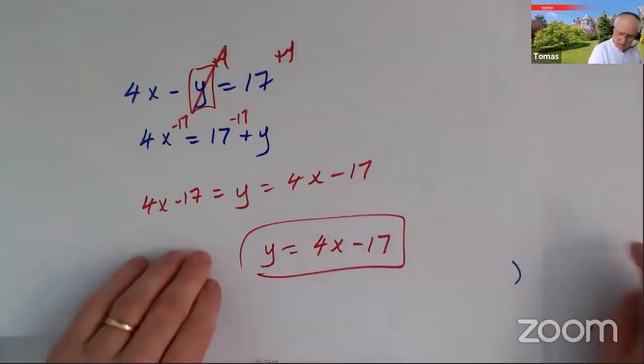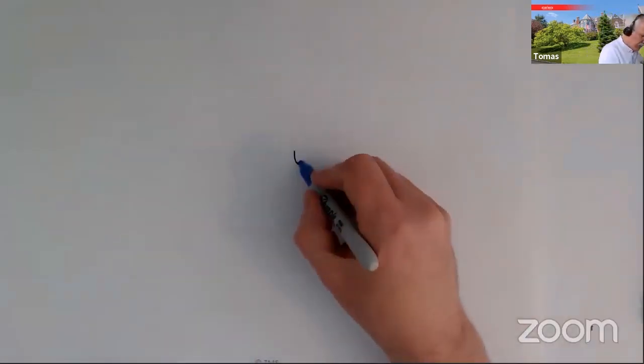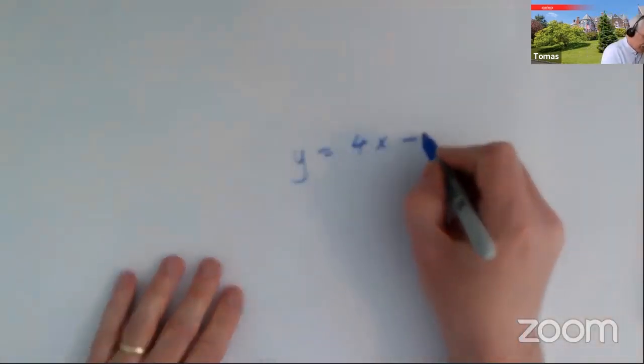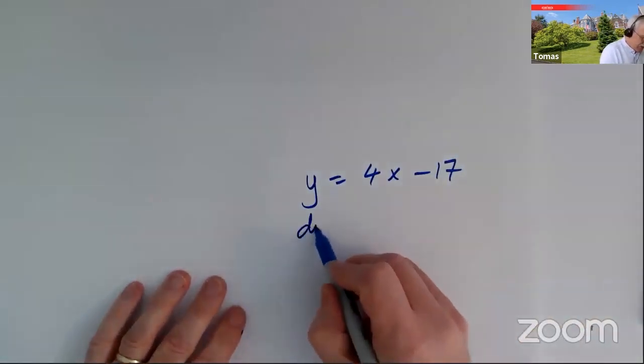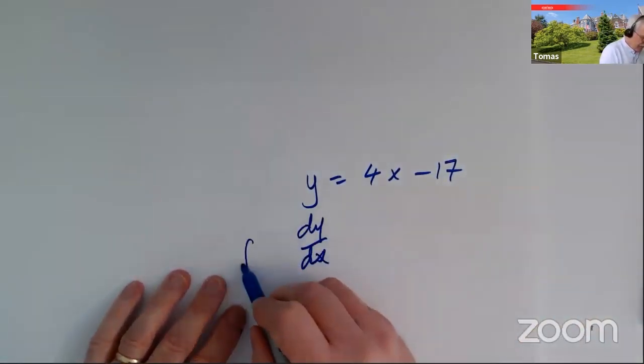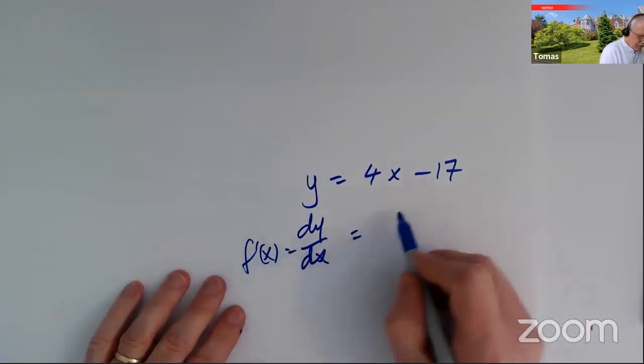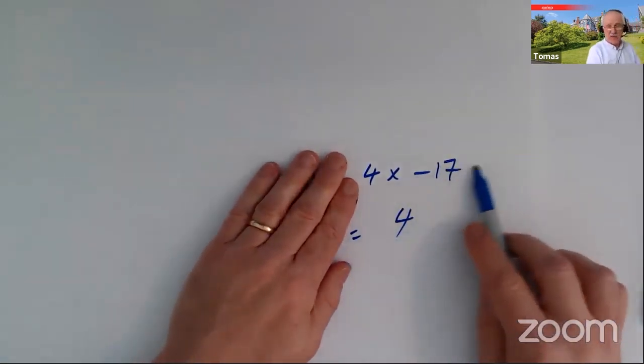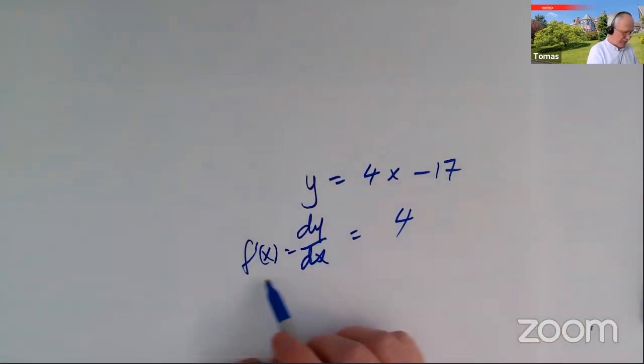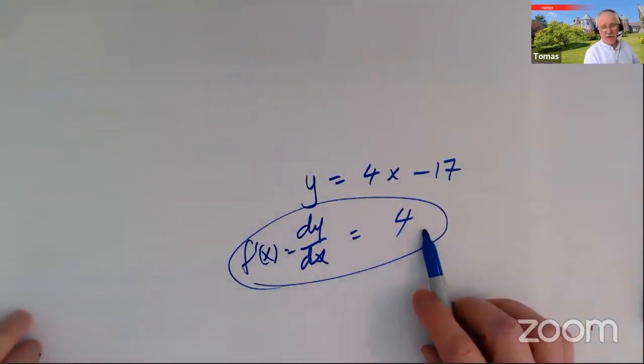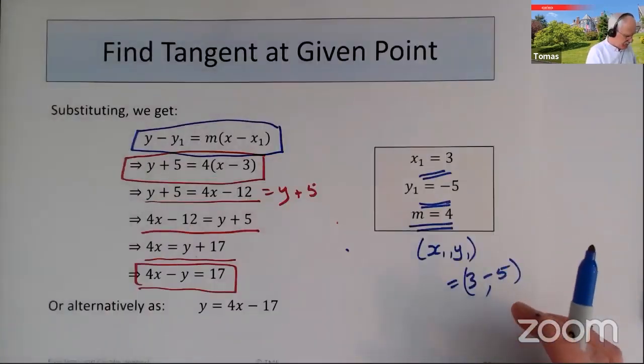The good thing about writing it like that, though, is if y is equal to 4x minus 17, dy/dx, or f dash x, is just 4, because the 17 would cancel and the 4x would become 4. And that is the slope we had anyway. So it is reassuring that it's right.